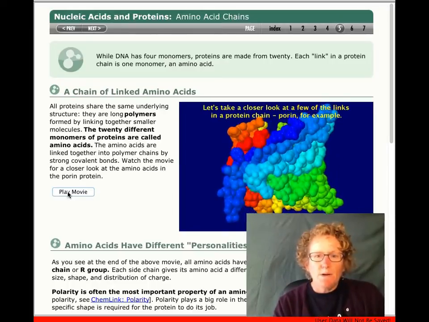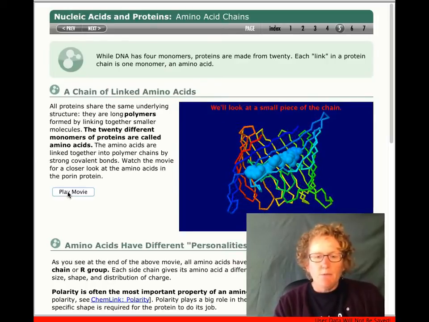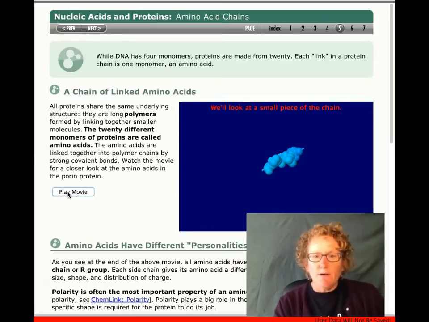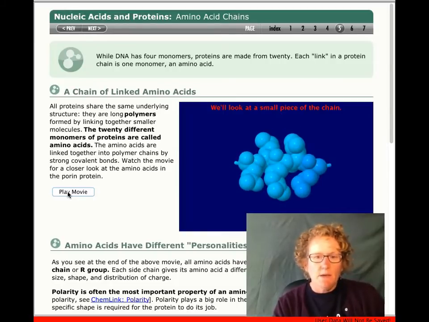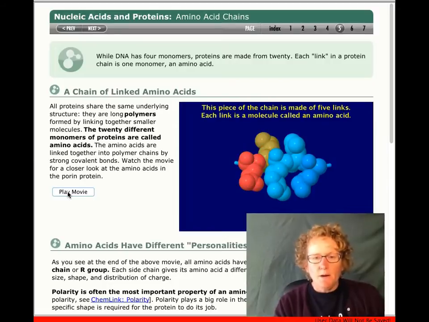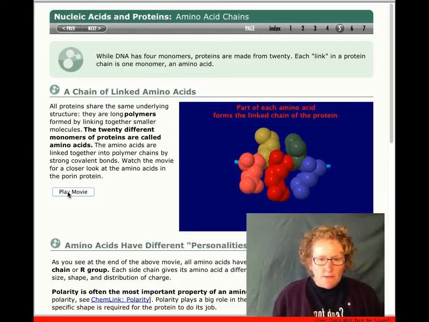We're going to look at porin again. And they just make it rainbow color there so you can follow the chain. We'll look at a small piece. Each part, each monomer is called an amino acid. So proteins are made out of amino acids. DNA is made out of nucleotides.